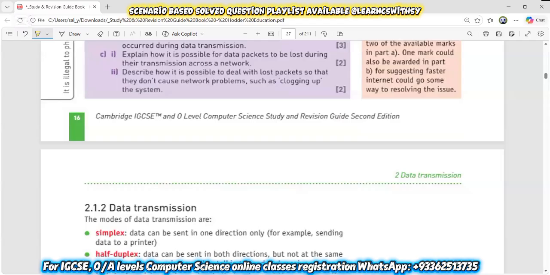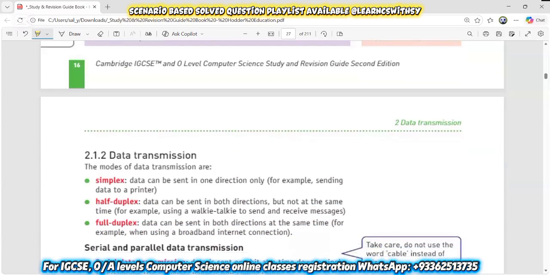So let's move to the next very important concept that is coming repeatedly in our paper, that is data transmission. First thing is the modes. And what are the modes? Whenever there's the term mode, we need to talk about the three modes, which are simplex, half-duplex, and full-duplex. Like for example, if I say simplex, it simply means one direction. Like for example, sender sending the data to a printer.